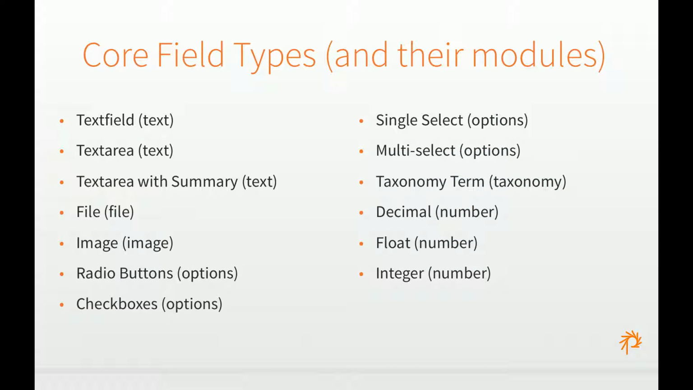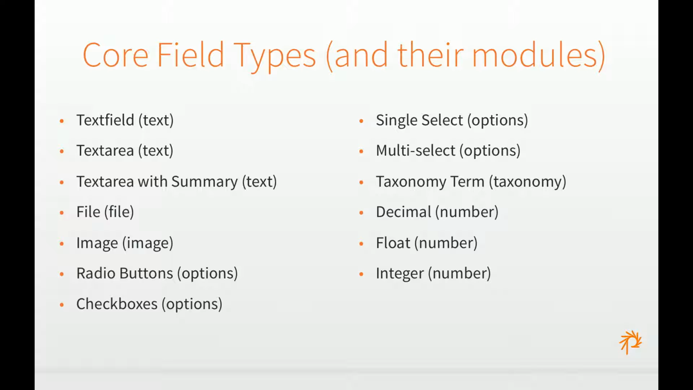These are field types. So a field, being a unit of information attached to a node, can be one of any number of different types of information. You don't want to store a number as a large block of text. You want to store it as an integer. So we have all of these different fields, and they accomplish different things.